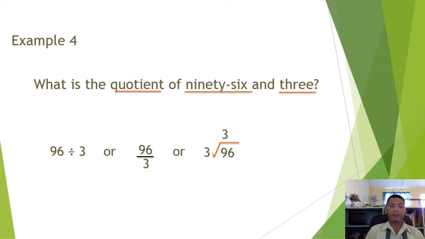9 divided by 3 is 3. 3 times 3 is 9. So let's subtract, 0. Then bring down 6. 6 divided by 3 is 2. 2 times 3 is 6. That gives us the difference of 0. So the answer is 32. Okay, is that clear? Okay, next, let's have another example.